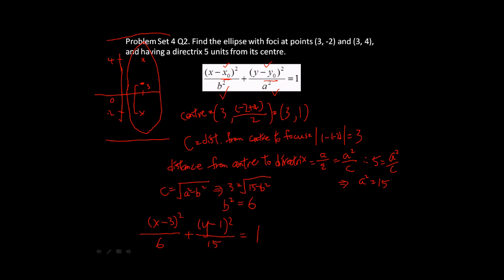And then from the other clues from the question, you will be able to find either C or epsilon, and then using the relationships between C, epsilon, A's and B's, you will be able to find A square and B square. Alright, and from there you will be able to figure out exactly the equation of the ellipse.